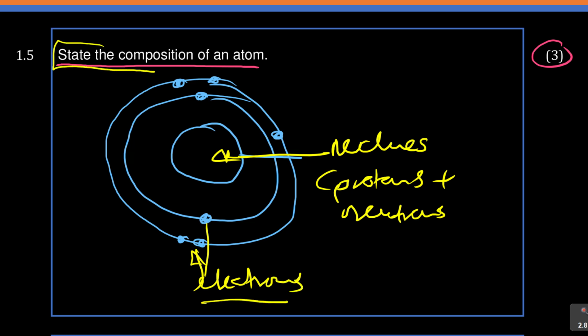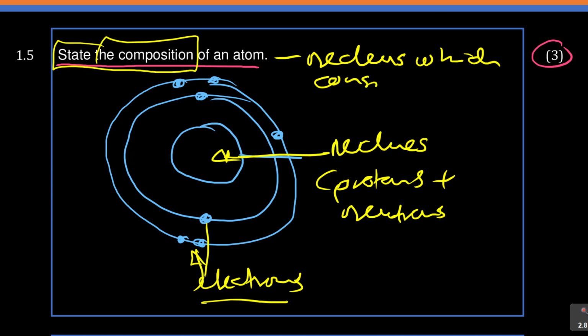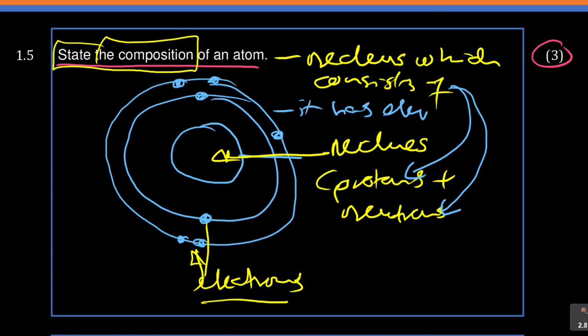If they say state the composition of an atom, the first thing you're going to say is an atom has a nucleus, which consists of protons and neutrons. And then we're going to say it has electrons in the shells. That's another thing, because these are called shells. Then you get 3 marks.